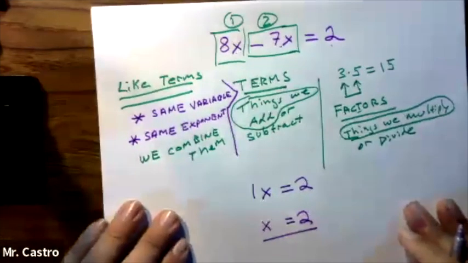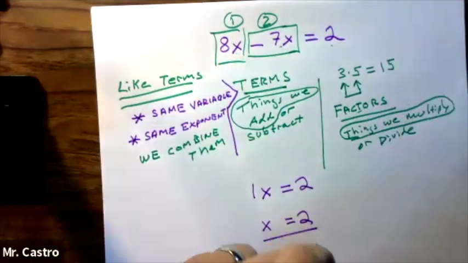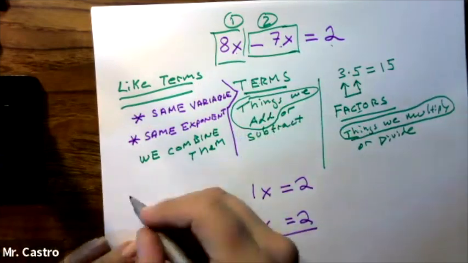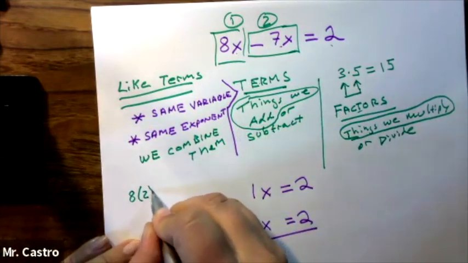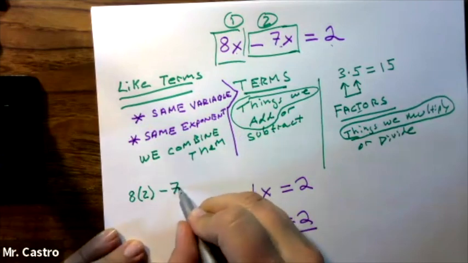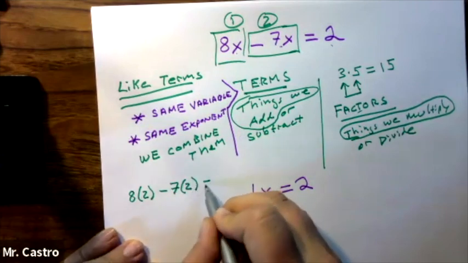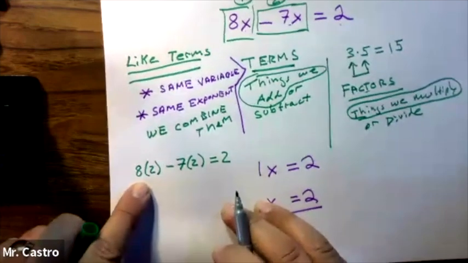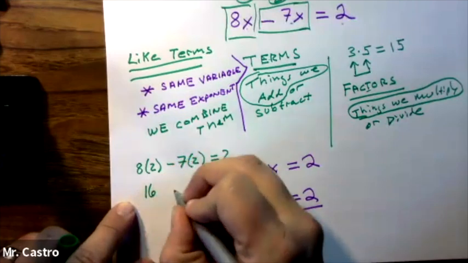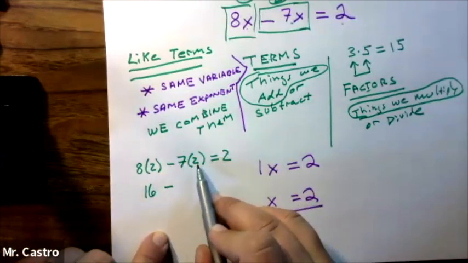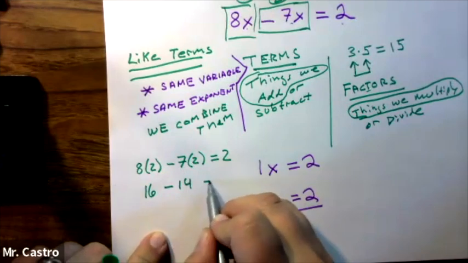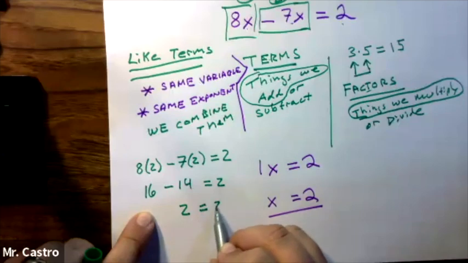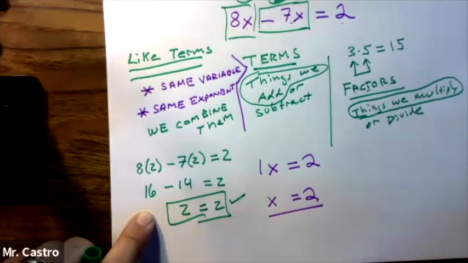All right, let's see if this works out. If I have 8x minus 7x and I plug in the number 2, 8 times the number 2 minus 7 times the number 2, does that in fact equal 2? 8 times 2 is 16 minus 7 times 2 is 14. 16 minus 14 is 2. And yes, 2 is equal to 2. So we are good there.